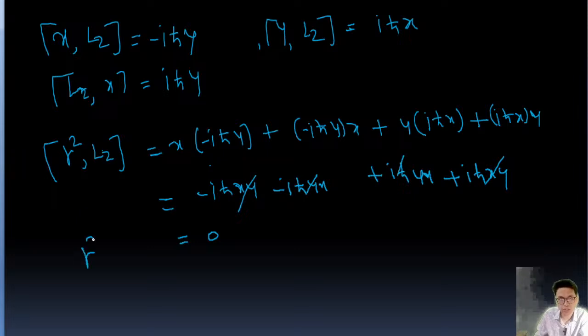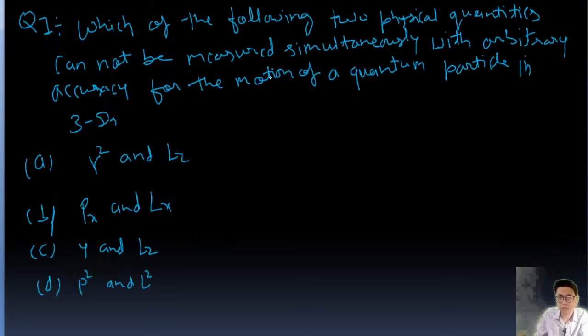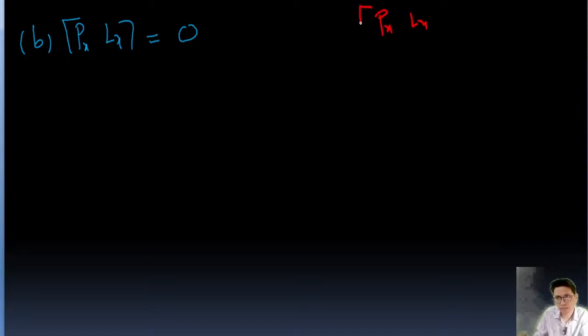So the commutation of r square and lz is 0. It means they commute, means they can be measured simultaneously. So this is not the answer, guys. So it is asked which cannot be measured simultaneously. Okay. Next option will check px and lx. Option B, px and lx. It's very simple, guys. You should know it. Their commutation is 0, guys. Px lx, you should know it. The commutation is 0. So this cannot be the answer.